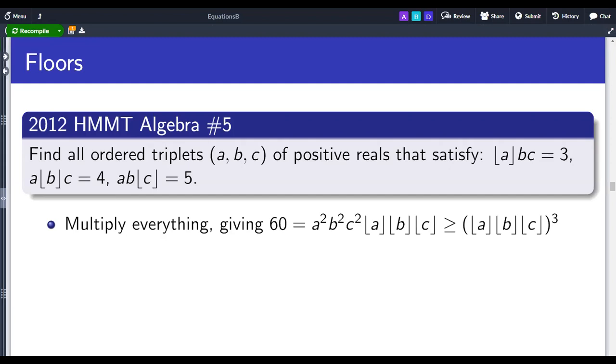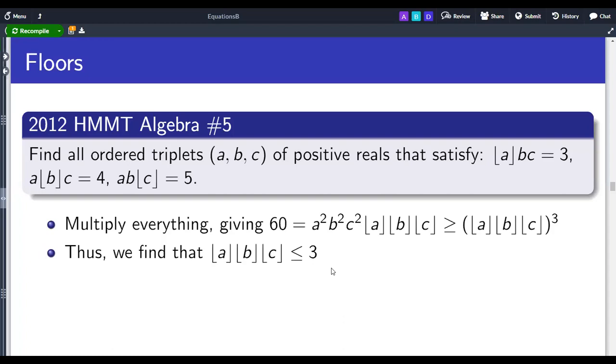So we see that 60 is at least the product of the floors cubed, which means that, well, what does this tell us about the product of the floors? What can we say about floor of A, floor of B, floor of C? We knew it's an integer, but it's also at most 3, right? Because if it were 4, then we would have 64, but 64 is not less than or equal to 60. So this is a pretty restrictive statement, because it is basically saying the product of 3 integers is at most 3. That is a very strong statement.